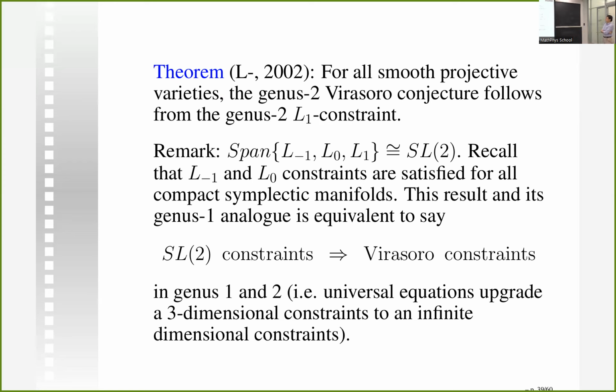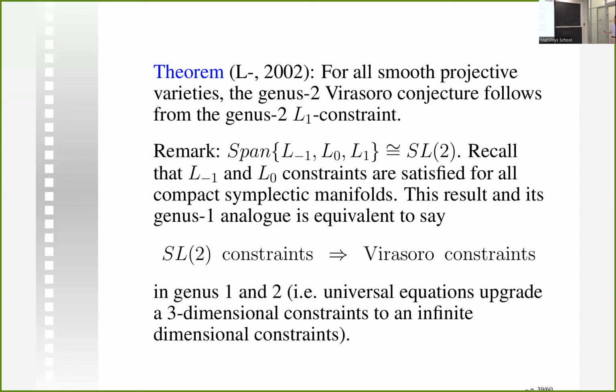As a proven result, we showed that for all smooth projective varieties, the genus 2 Brosser conjecture actually follows from the genus 2 L1 constraint. Other than L minus 1 and L0, the two known ones, we just need to go one step further to solve the genus 2 Brosser conjecture. I should remind you that the first three operators, L minus 1, L0, L1, span a three-dimensional subalgebra, which is isomorphic to SL2. Of course, the first two constraints we know.